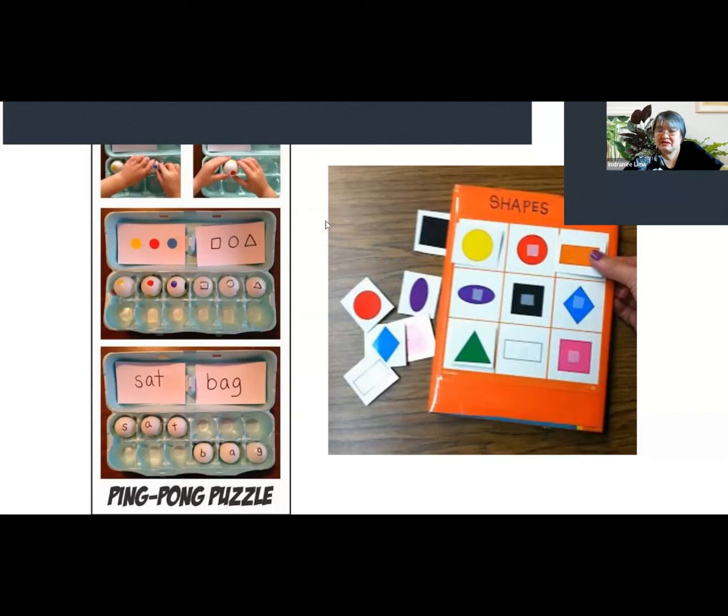If you don't want, you can use the egg cartons, but use ping pong balls because ping pong balls are easy to draw on. So you can use color, is it yellow, red, blue, green, following this. You can also use the ping pong ball. You draw the outline of the shape. You follow. Here, spelling. SAT and BAG. It can be done.